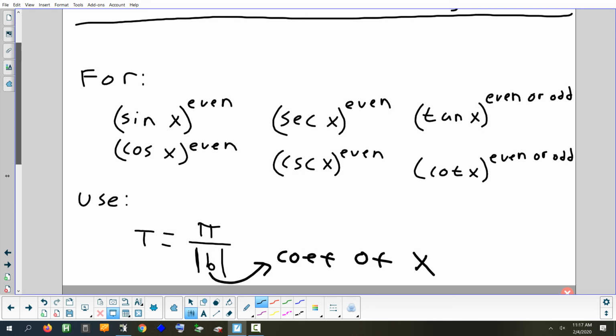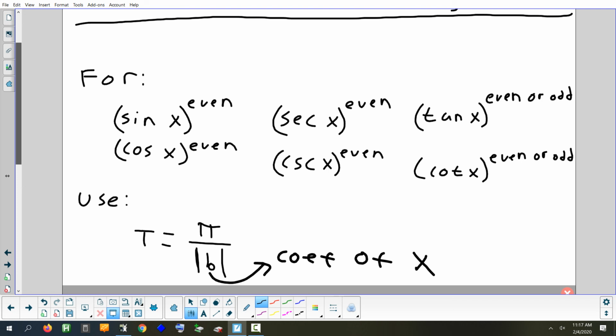The reason I put absolute values around it is because if b was ever negative, you don't want to use the negative, because t has to be a positive number. Because t measures the length. Length can't be negative.